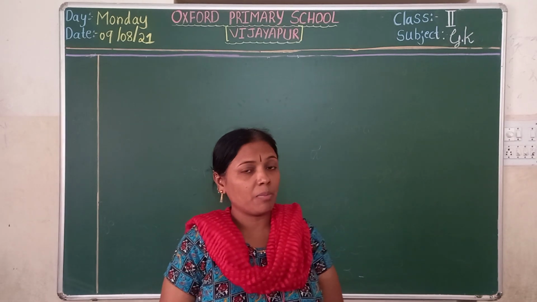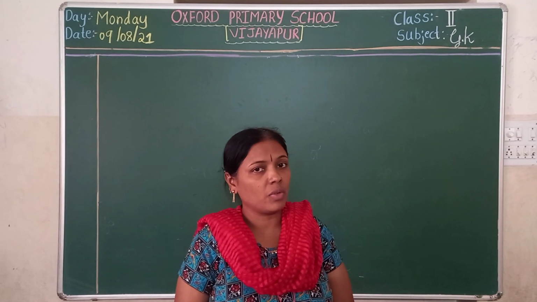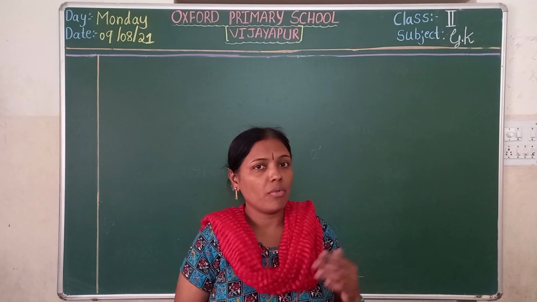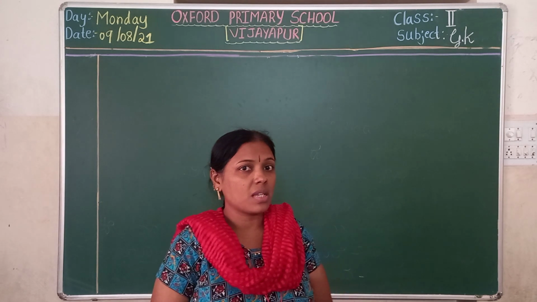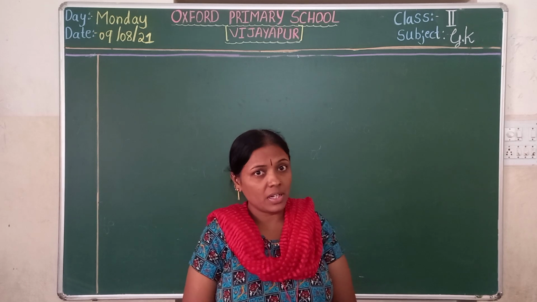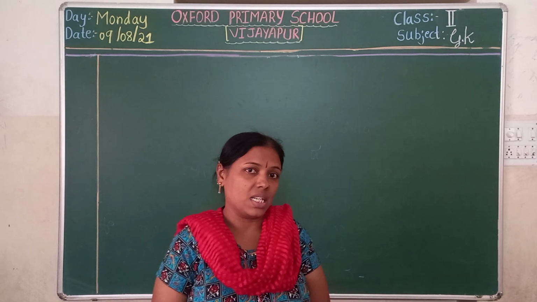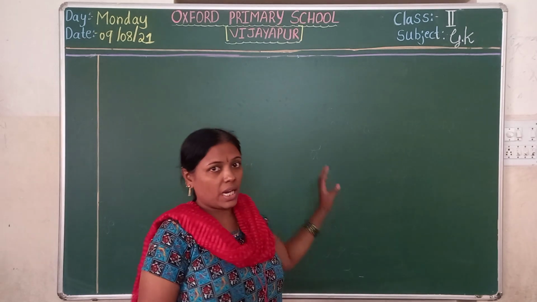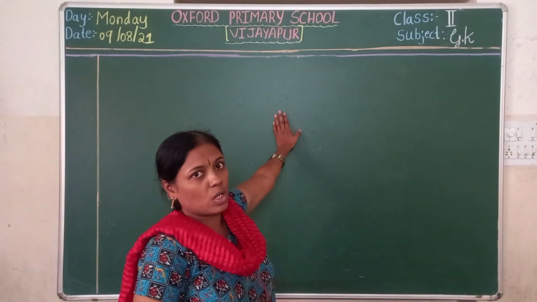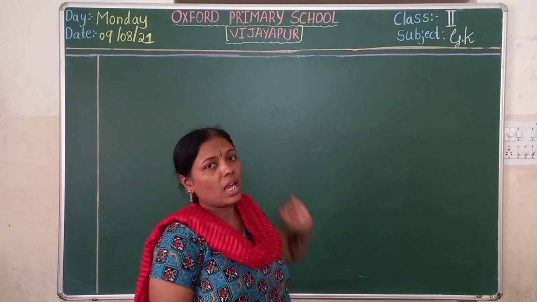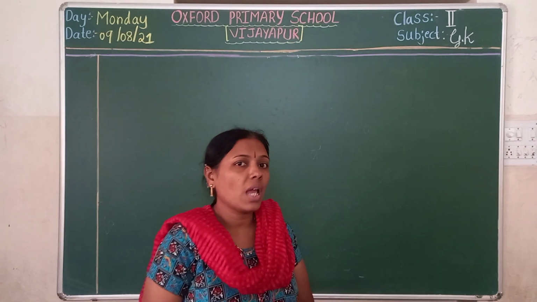Okay. In the previous class, what did we learn? We learned different kinds of animals. All animals are of different sizes and different colors. Right. So, in the second chapter of our GK book, general knowledge book, what is it? Useful animals. What? Useful animals.